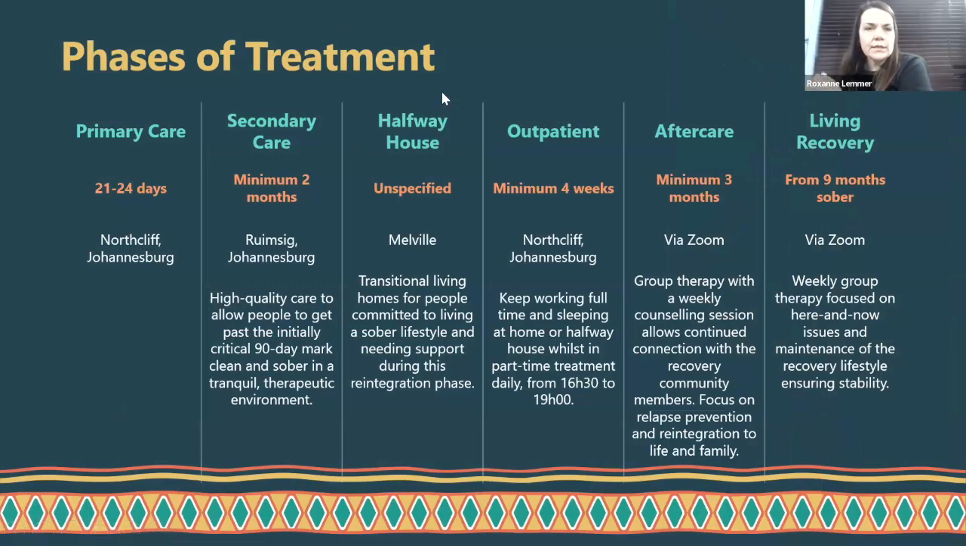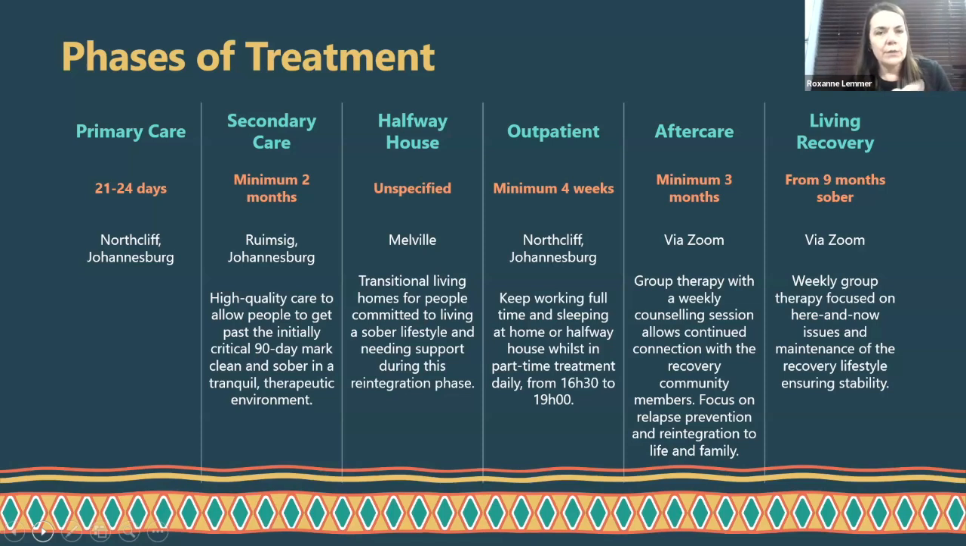So there's just a quick snapshot of what these different phases look like, and we're going to unpack them in a lot more detail. So the first one is primary care, which I'm sure most of you are familiar with. That is often where patients do start in our process. Not all the time, and I'll explain later where they can also come in, but quite often the primary care is the first point of contact and the first phase of treatment for many patients. So primary care, our facility is in Northcliffe in Johannesburg, and the length of stay there is usually 21 to 24 days.